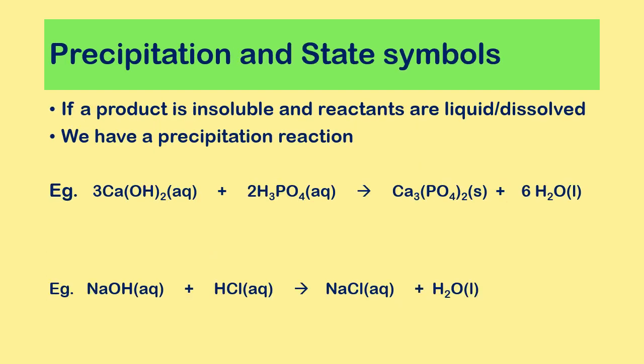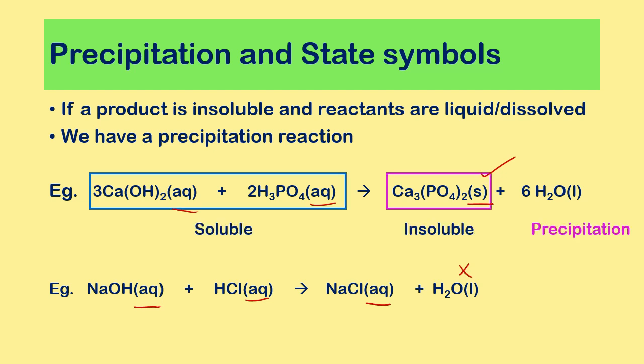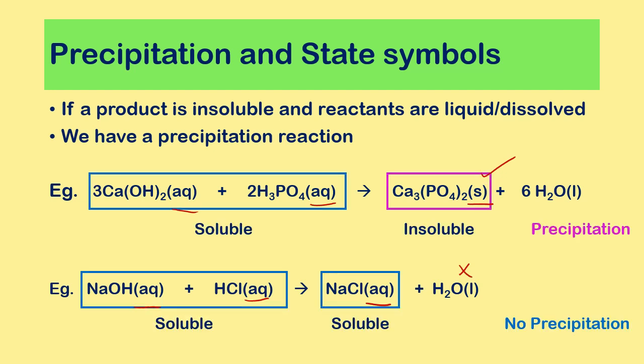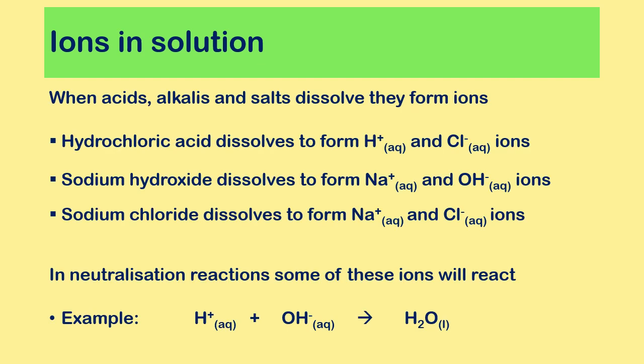So in these reactions, the top one, aqueous, aqueous to solid, will be a precipitate, but the bottom one, aqueous, aqueous to aqueous, would not be a precipitation reaction. In a reaction that is not a precipitation reaction, we will end up with ions in our starting material and ions in our product.